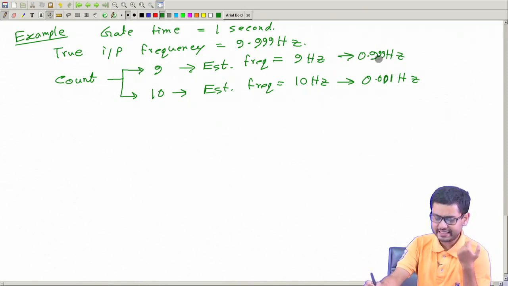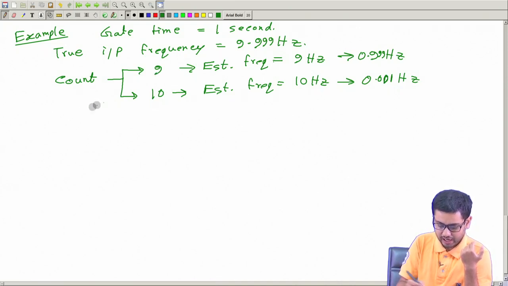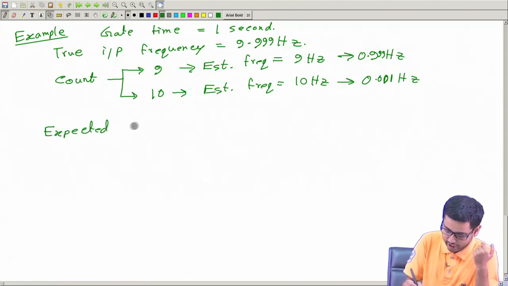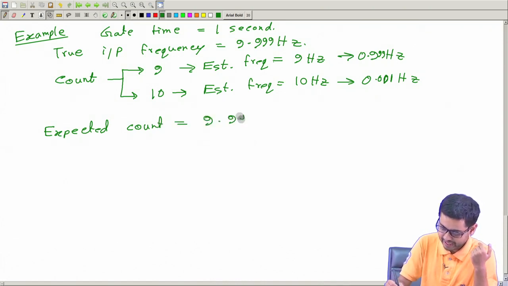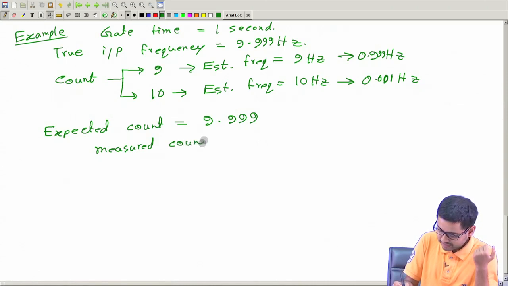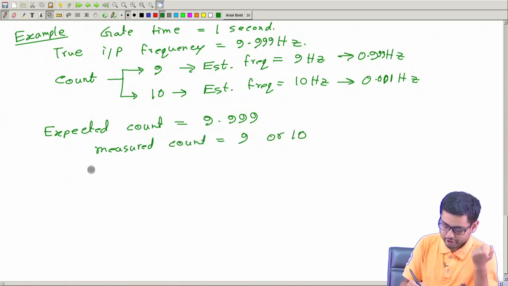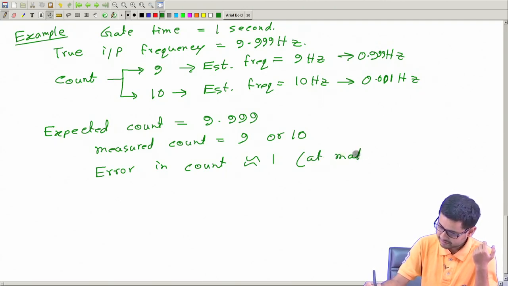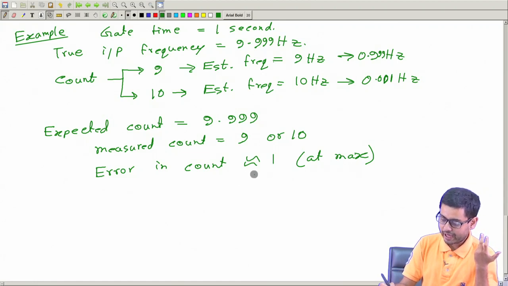Okay. So, in the worst case, we see that we can have a count value which is almost 1 greater than or less than the expected count. In this case, the expected count was 9.999, you can put a few more 9s, and the measured count is 9 or 10. So, the error in count is almost equal to 1 at max. Okay. So, at max we can have an error of 1 count.